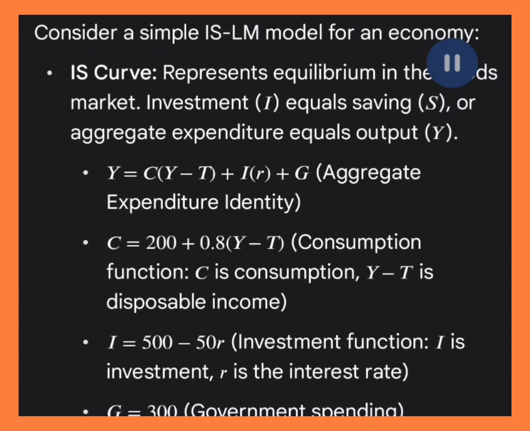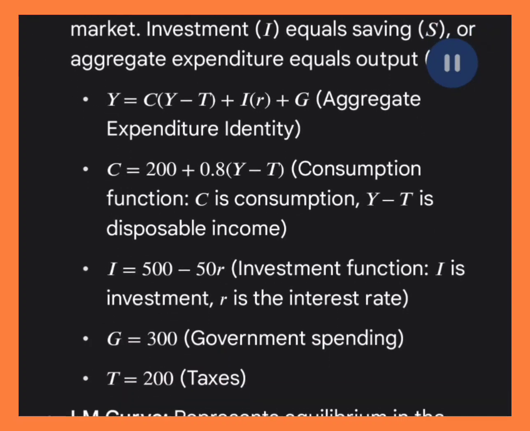Aggregate expenditure identity. C equals 200 plus 0.8(Y minus T), the consumption function, where C is consumption and Y minus T is disposable income. I equals 500 minus 50R, the investment function, where I is investment and R is the interest rate. G equals 300, government spending. T equals 200, taxes.